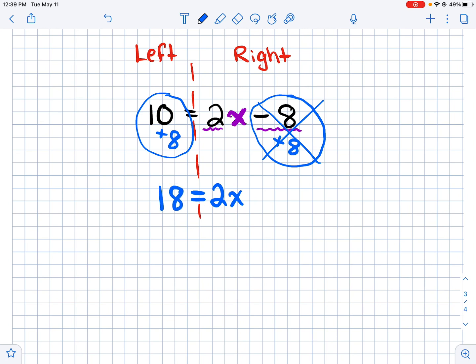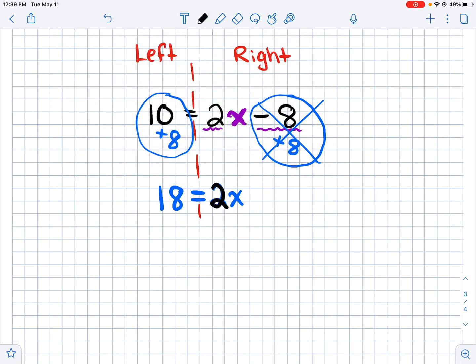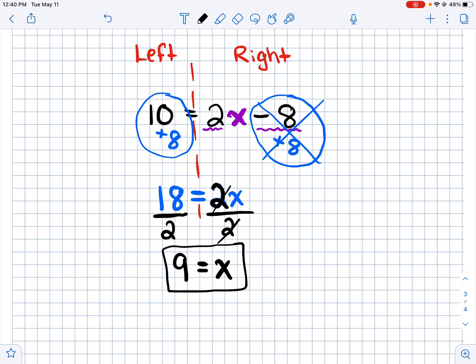Okay, next I need to get rid of that 2 in front of the x. Gotta get rid of this 2. It's 2 times x. So what's the opposite of multiplying? Dividing. So I'm going to divide both sides by 2. So I can see 2 divided by 2 is just going to leave me with 1x. And 18 divided by 2 is 9. So now I know that x is equal to 9. It's okay that x is on the right. That's okay.